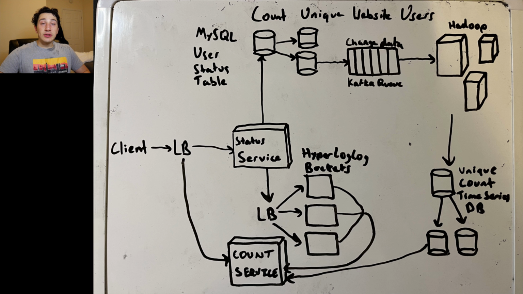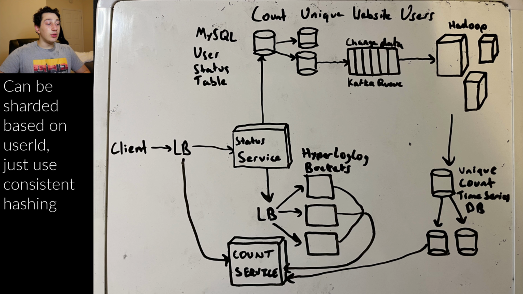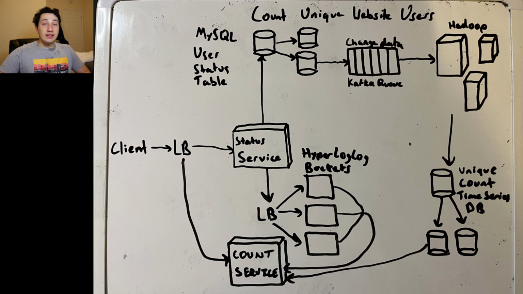So let's start with the status service, because the status service is for users as they come online or offline. The first thing that's going to happen after hitting the status service is you're going to reach into that user status table, which we can just use MySQL for. And all that's going to basically say is, you have rows where you have something like a device ID, a user ID, and whether they're online or offline.